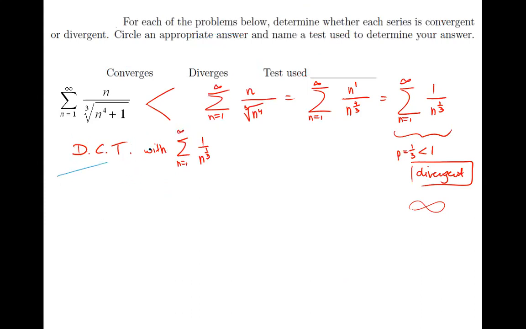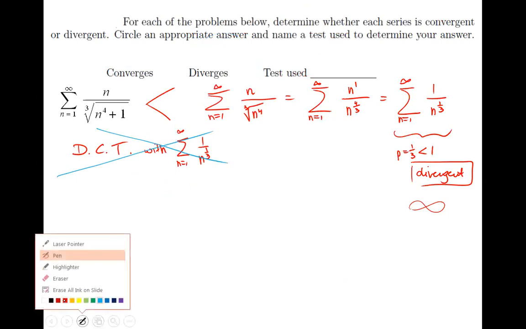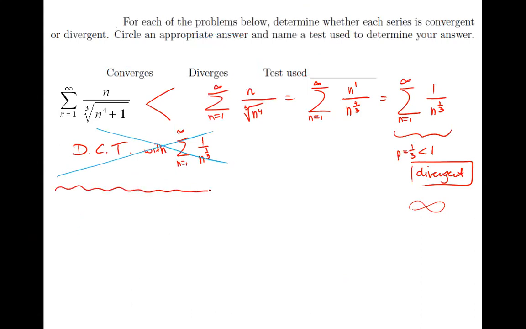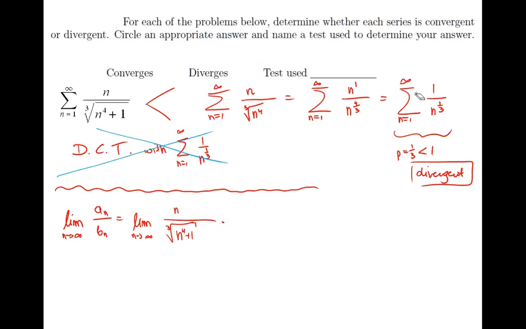Let me use a different color. Please remember we can't use it, but what we do have is the limit comparison. Let's try to compute the limit of a sub n over b sub n, and we know what that means. a sub n is the original one, n over the cube root of n to the power of 4 plus 1, and dividing by b sub n. b sub n is this one, of course. I will multiply by the reciprocal.